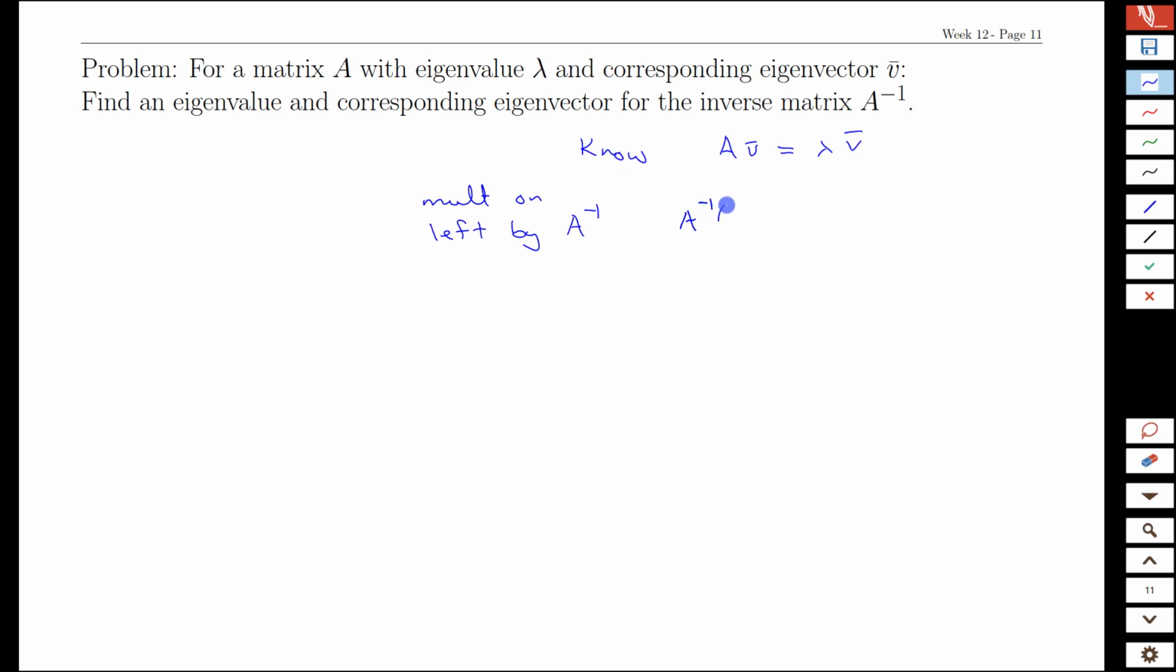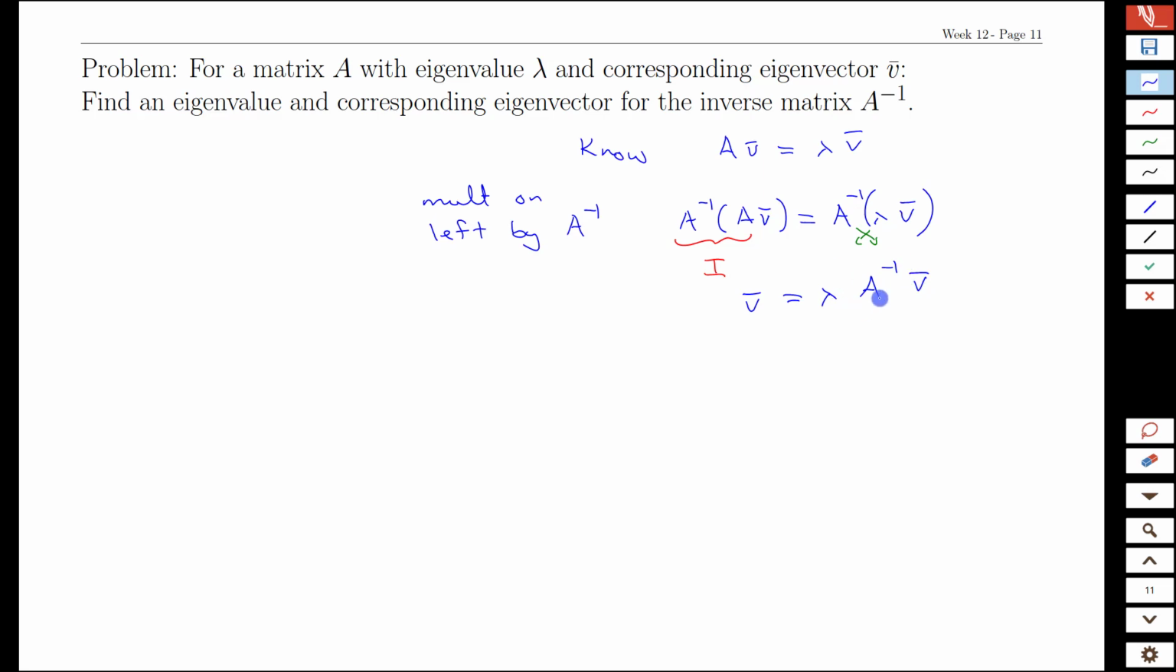So A inverse times Av is equal to A inverse times lambda v. And now we can regroup, we can take away these parentheses, and this A inverse times A, of course, the whole point of that is that they invert each other away and we get back to the identity transformation. So we get v, or I times v, or just v. And on this side, what we're going to do is bring the lambda out front. So we'll have lambda out front, A inverse times v.